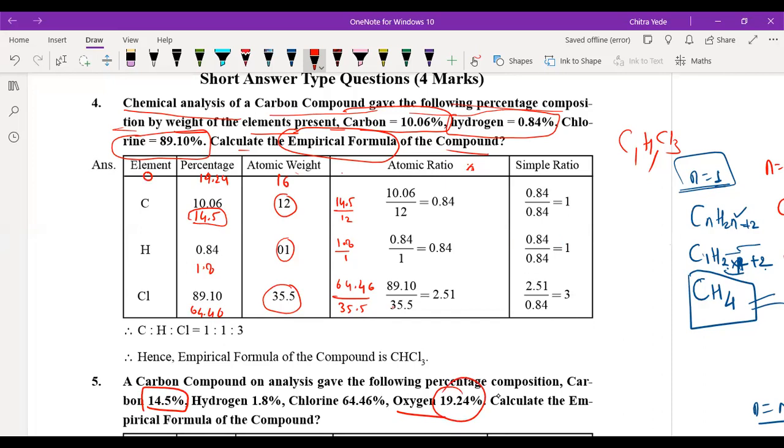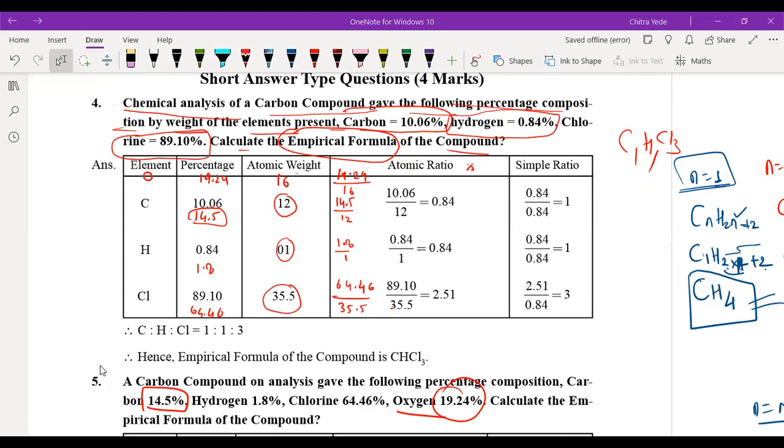No, it is 19.24. It is 19.24. So 19.24 divided by the atomic mass of oxygen, which is 16. Now we have to calculate all the values. Let me start the calculator here so that the calculation will be fast.